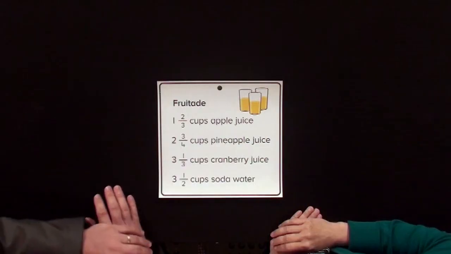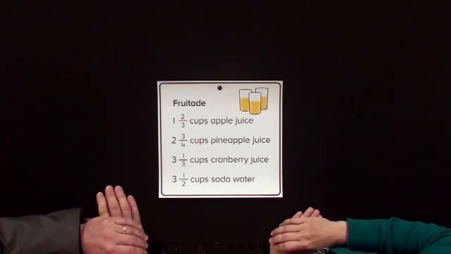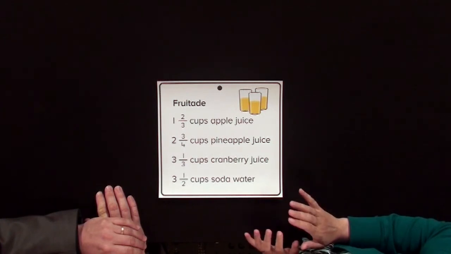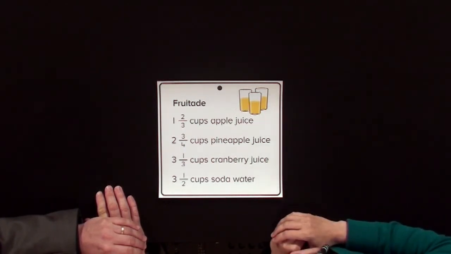Debbie, in this session we're going to investigate the subtraction of mixed numerals where we have unrelated denominators. So tell me about this context. Here we have a recipe for fruit aid, and as you can see we have 3 different types of juice and some soda water. What we're going to look at is subtraction as comparison, and we're going to focus on the apple juice and the pineapple juice.